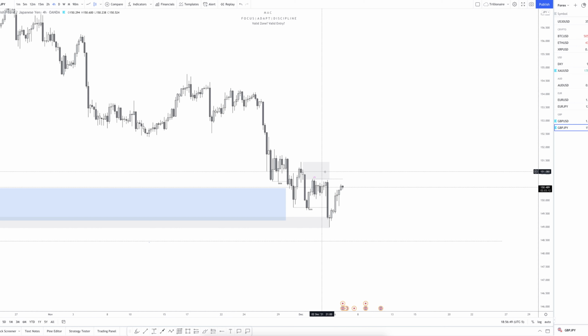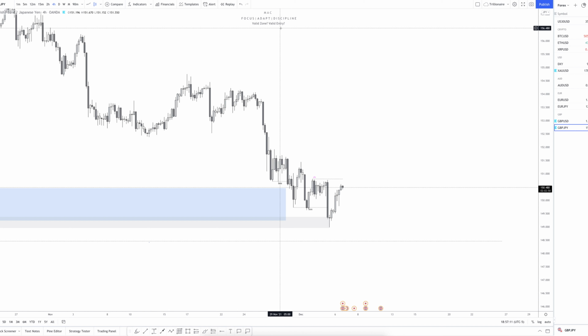So now that we are on the H4 time frame, we know that we have pulled into a valid zone on the higher time frame. And now we are waiting for our valid entry to form. For those students of mine, you know that my trading style is very, very simple and very straightforward. I simply look for a valid zone and then I look for a valid entry.